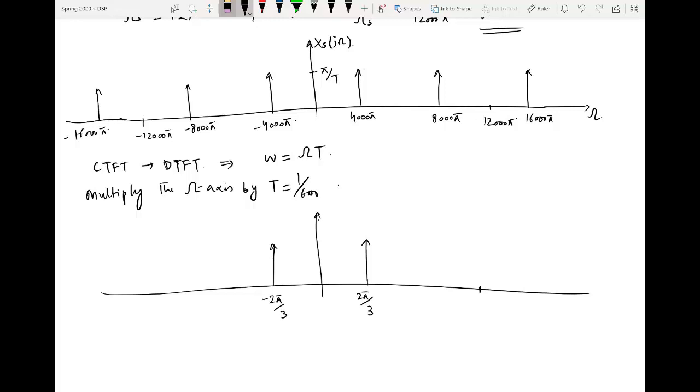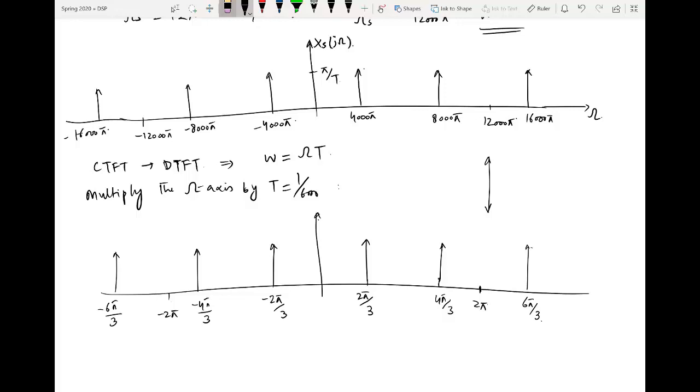And this point omega s will become 2 pi after multiplication with 1 over 6000, and this point will become 4 pi by 3, and this point will become 6 pi by 3. Similarly on the other side, here it is minus 2 pi, and it will become minus 4 pi by 3, and this will become minus 6 pi by 3.